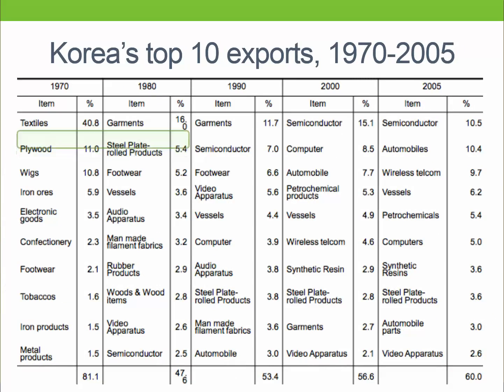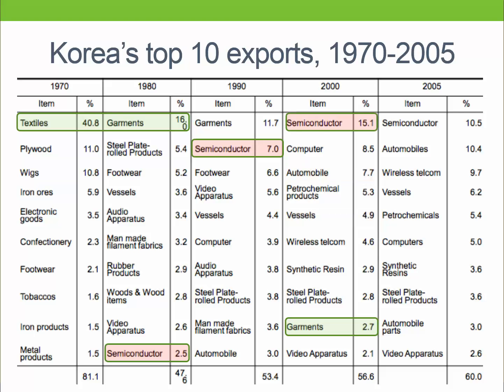In the 1970s and 80s, textiles and garments were the top exporting sector for Korea. By the 2000s, it was ranked number 9. Semiconductors barely crack the top 10 in the 1980s. By the 1990s, semiconductors make up the number 2 sector of Korean exports. And by the 2000s, they top it. So you're moving from garments and textiles into high tech.